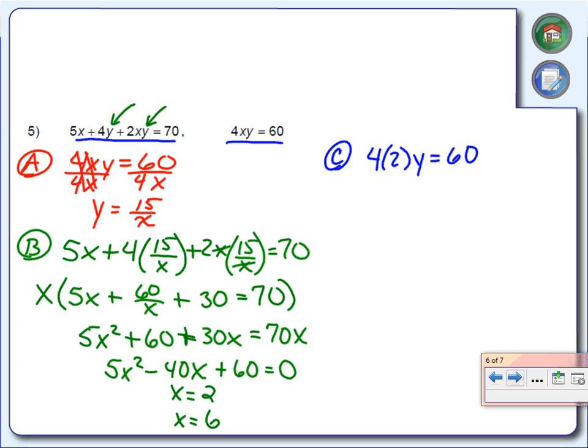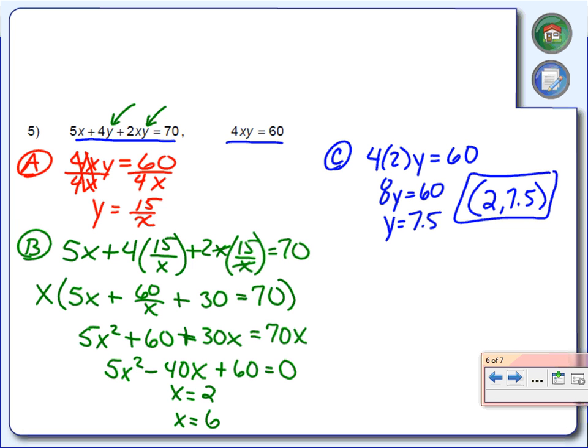4 times 2, that's 8. So what I need to know is what is 60 divided by 8? 60 divided by 8 is 7.5. So we're going to end up with the ordered pair 2, 7.5. There's one of your solutions.